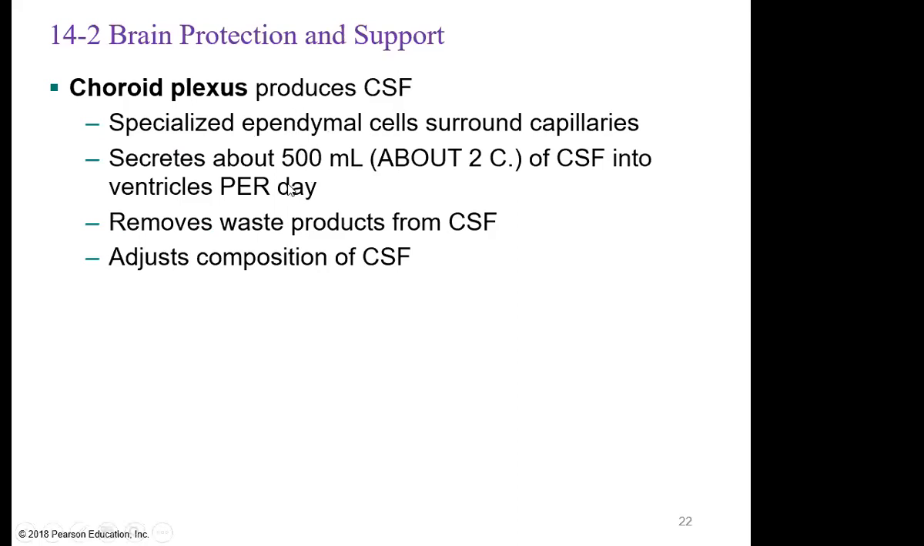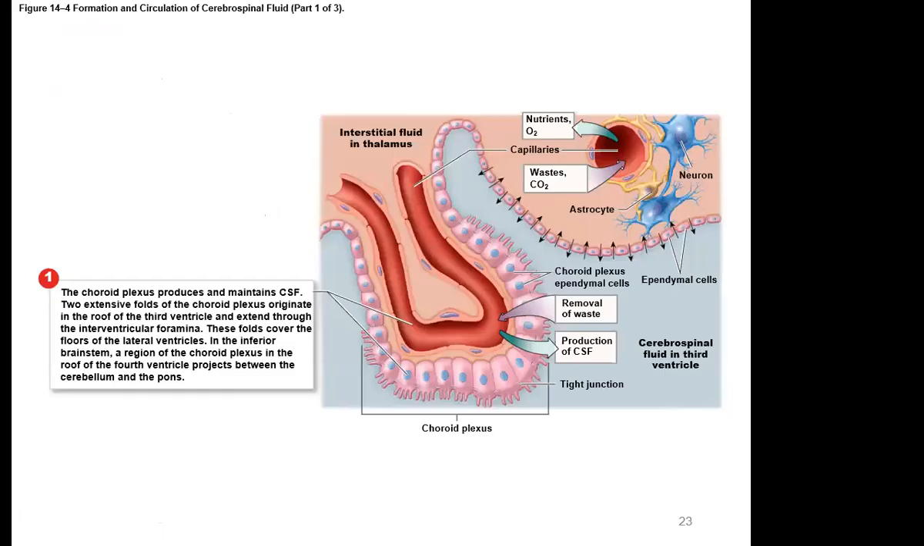The choroid plexus will remove waste products from the CSF and adjust the composition of the CSF, because in order to maintain homeostasis within the neural tissue, we have to make sure that there are the right amounts of potassium and sodium and chloride and all of those very vital ions that will allow the neurons to go through the action potential like they're supposed to. So that's how it's going to be very important to maintaining homeostasis in the brain.